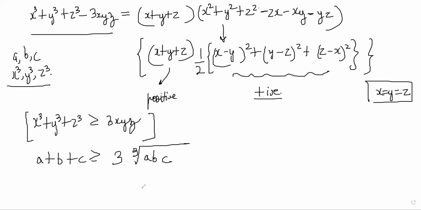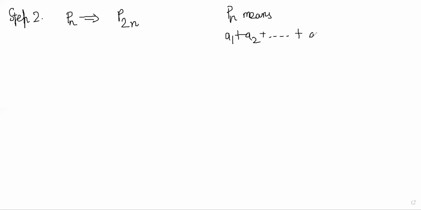So now what we'll do is prove step 2 and step 3. Step 2 was saying that Pn implies P of 2n, right? So what does Pn mean? Pn means (a1 plus a2 plus ... an) by n is greater than or equal to the nth root of a1, a2 till an, right? Now, how can we prove that this means P2n?